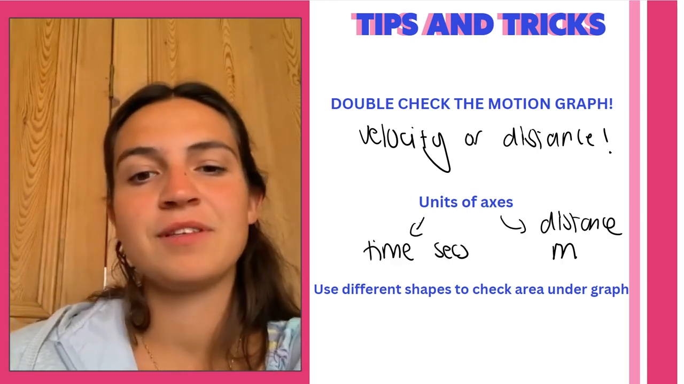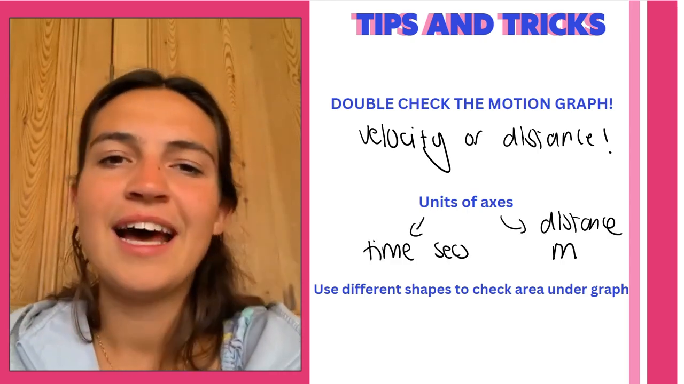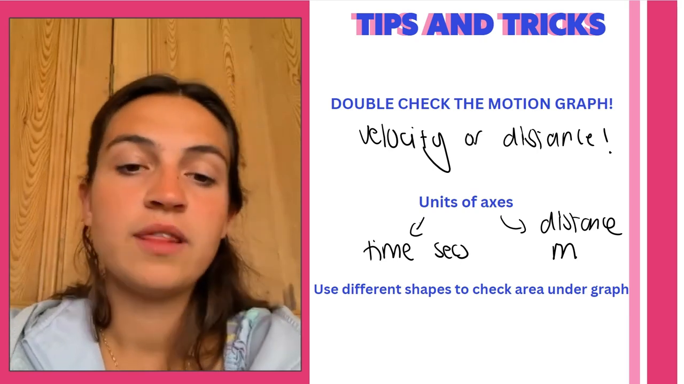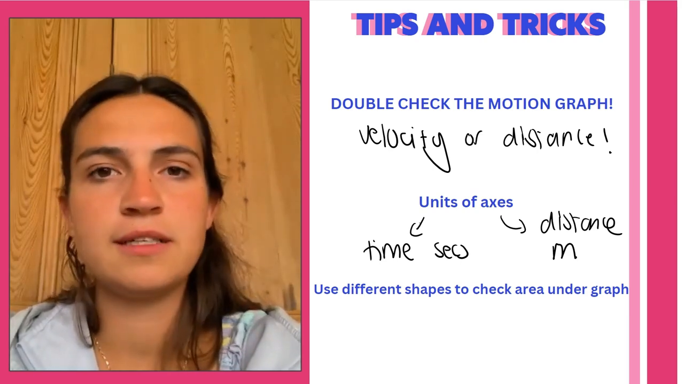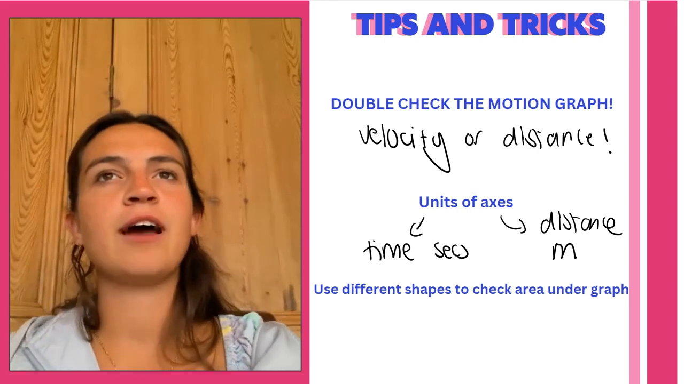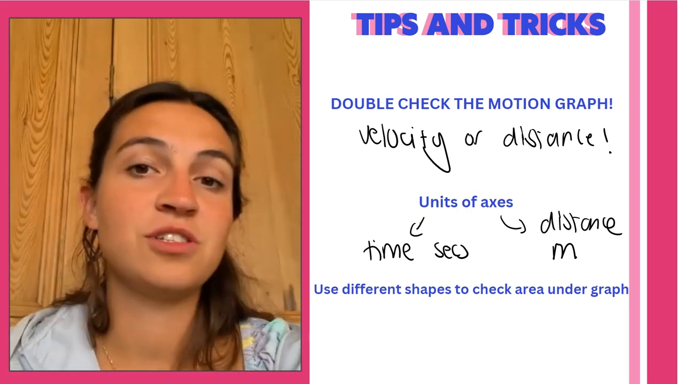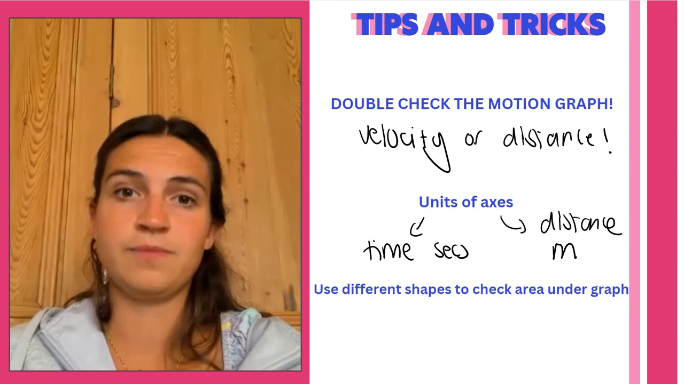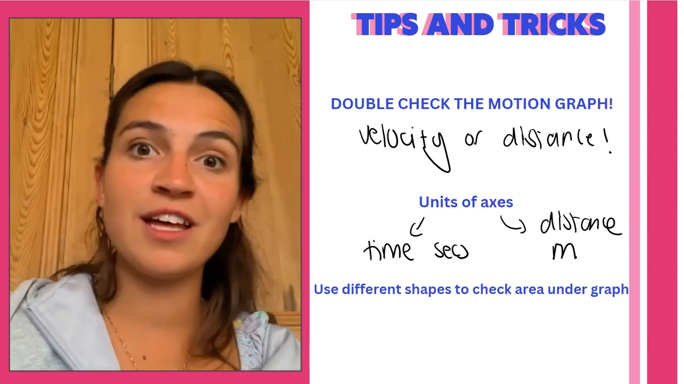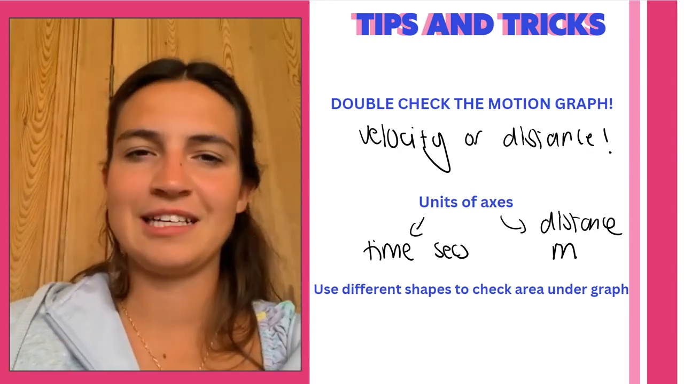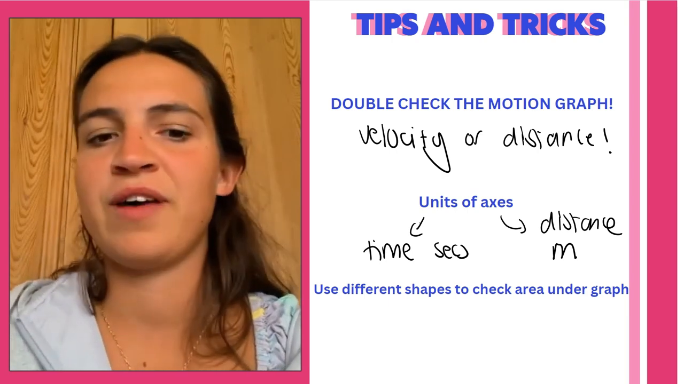My second tip is the units of the axes, and this is just to make sure that your time is in seconds and your distance is in meters. If they put the time in hours and then ask you to do some kind of calculation, you may need to first convert that time from hours into seconds. So just be aware of that.